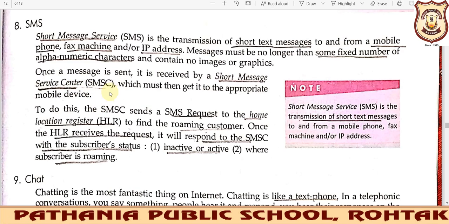So firstly, if I am writing a message and sending it to one of my friends, the message will go to the short message service center of that particular SIM. Like if I'm holding an Idea SIM, it will go to Idea's SMSC. Then it will send a request to your home location register about whom you are going to contact. It will check where that person is right now, if he is in roaming, or at his own location. So after getting that status, the message will be sent to your friend.